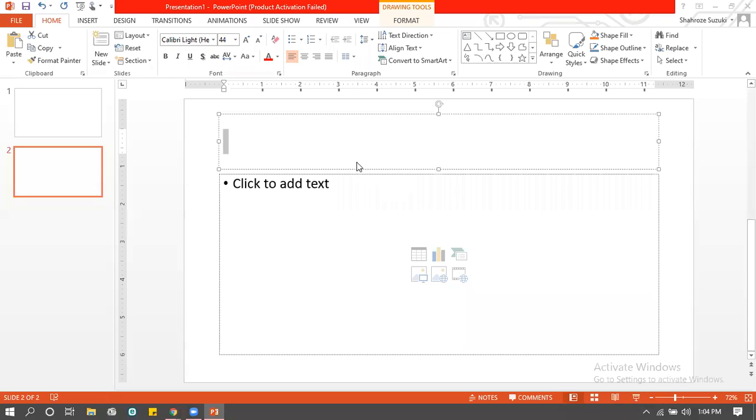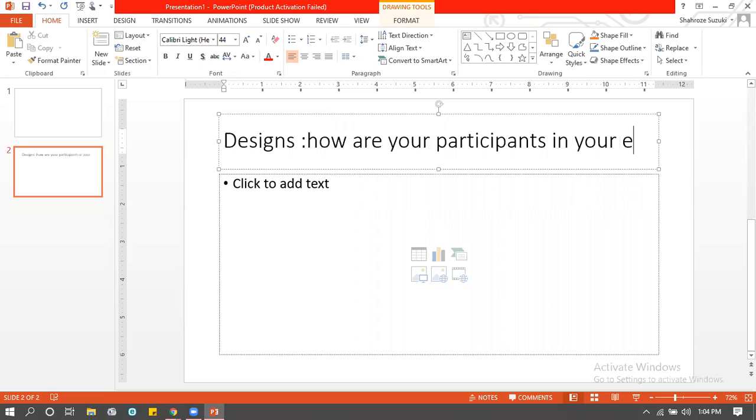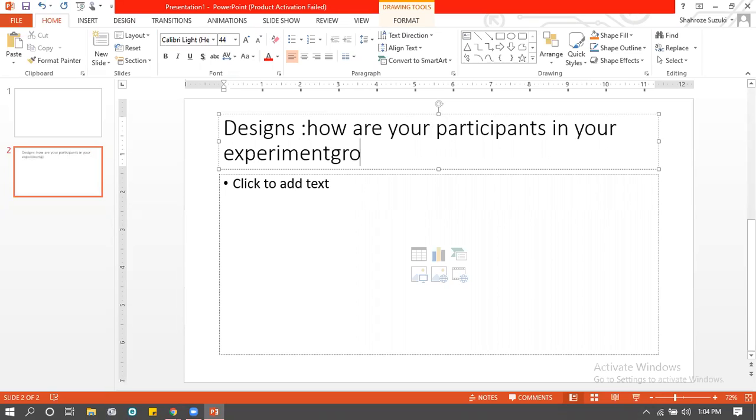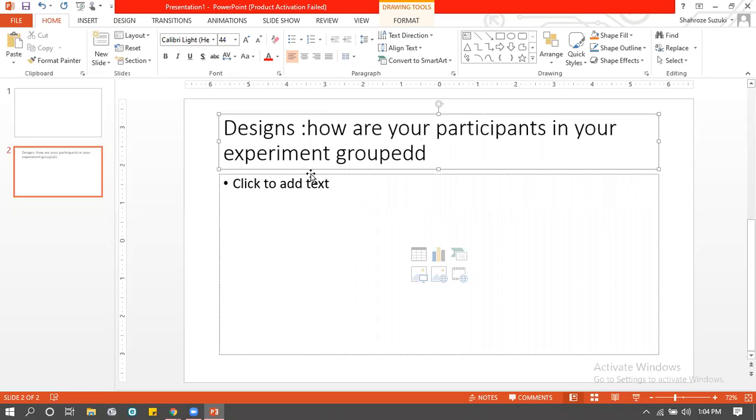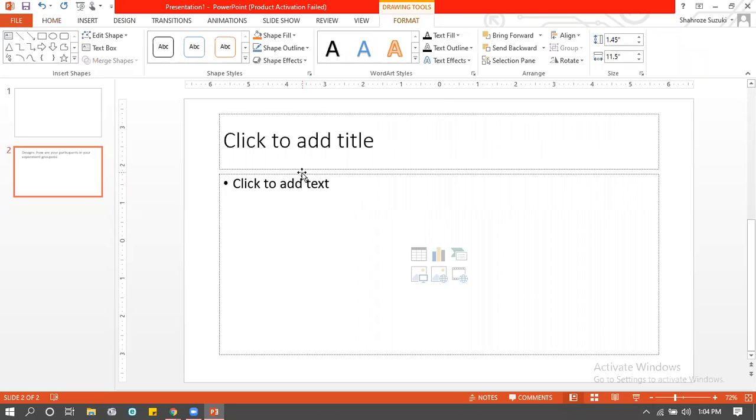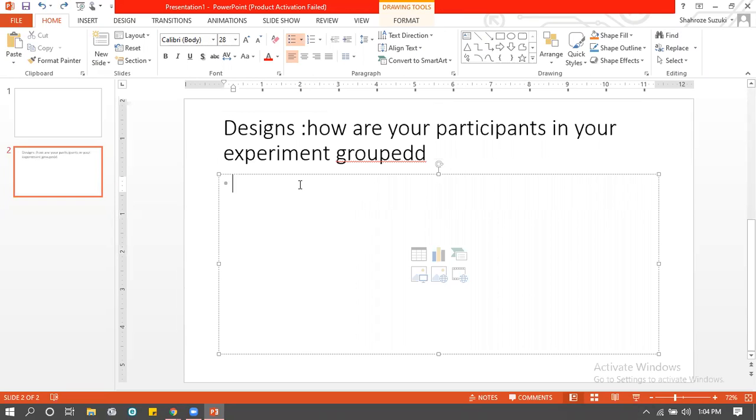Go in depth. We're going to talk about designs. Designs are basically how your participants in your experiment are grouped. For that, there are three designs that we need to discuss: independent measures, repeated measures, and matched.